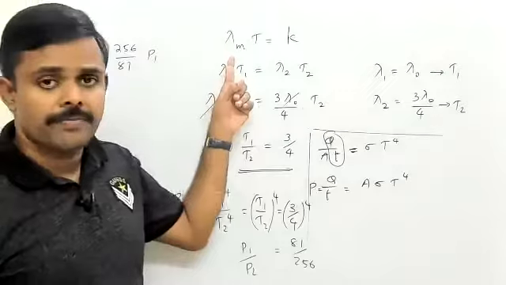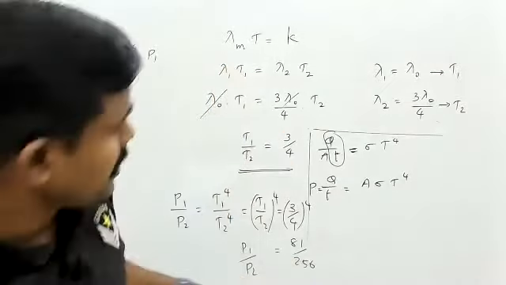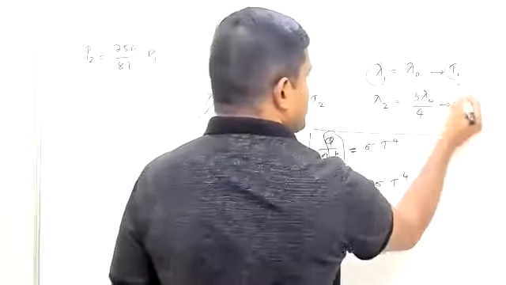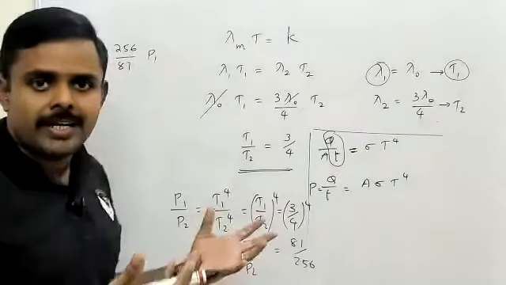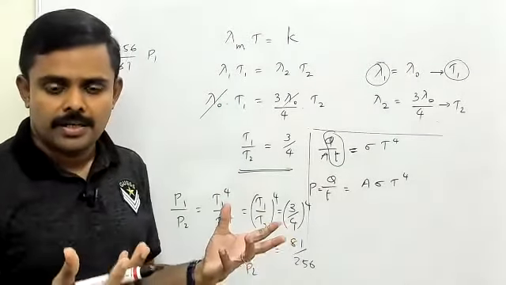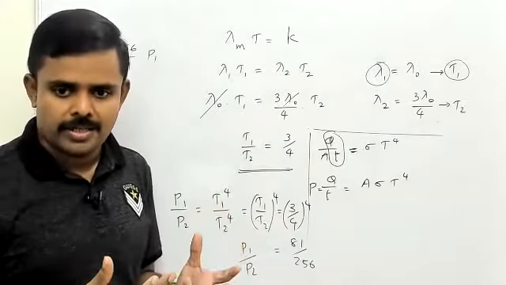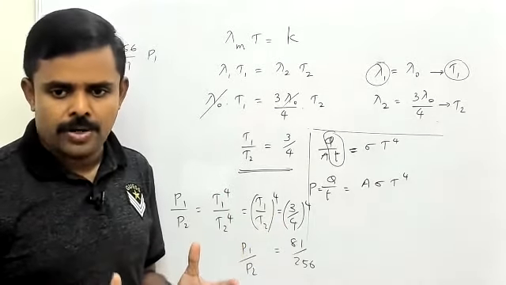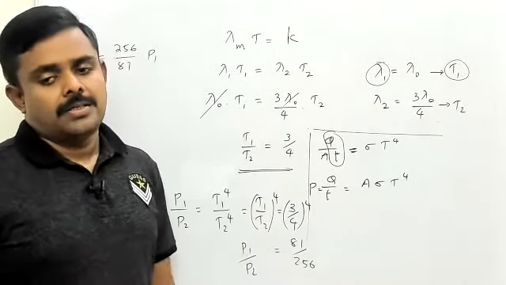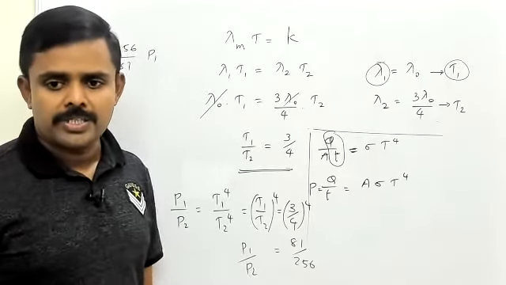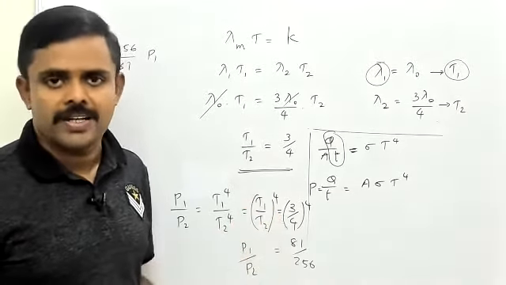So first of all, we have this equation. Lambda is given, T is given. So you must think on those lines. Lambda and T are related by which equation? Wien's displacement law. Am I correct? Tell me. It's a multi-concept question. You have to use both Wien's law and Stefan's law.